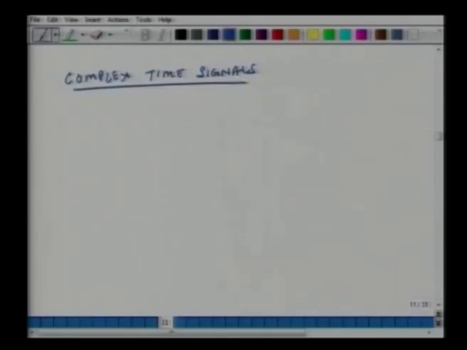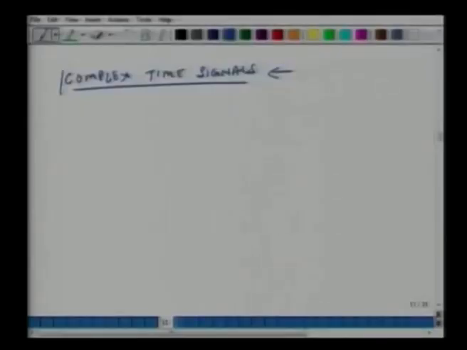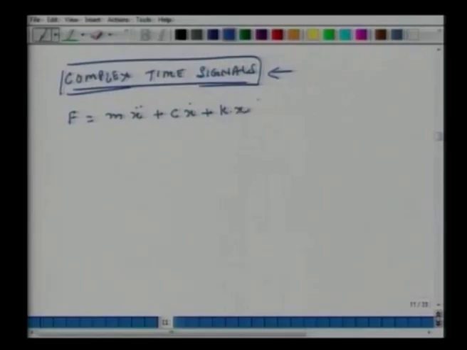So it happens that quite often we develop differential equations in time and also space. For instance, you have a spring mass damping system such as F equals m x double dot plus c x dot plus k x, and we have to solve it. And in such situations, this notion of complex time signals comes in very handy. So we will do that. Suppose you have F equals mass times acceleration plus damping times velocity plus stiffness times displacement.